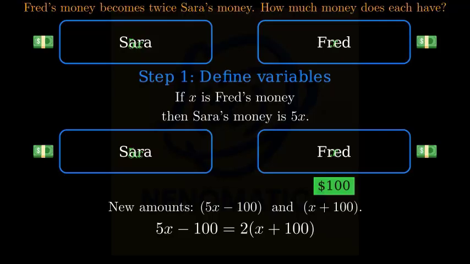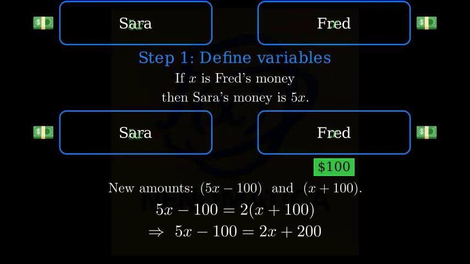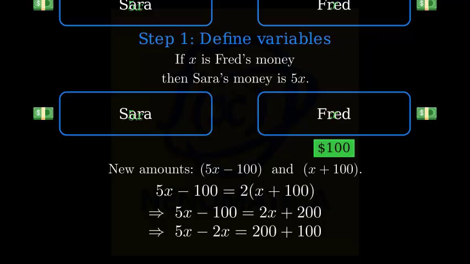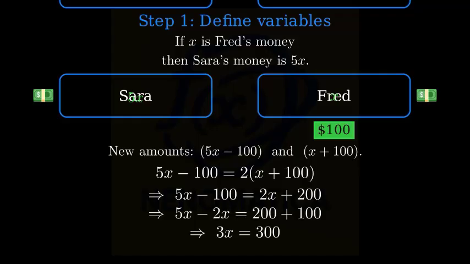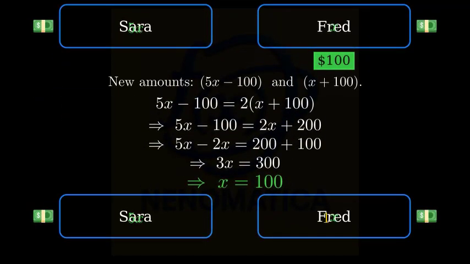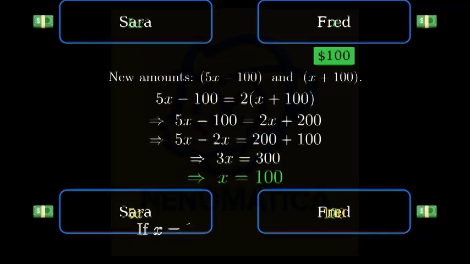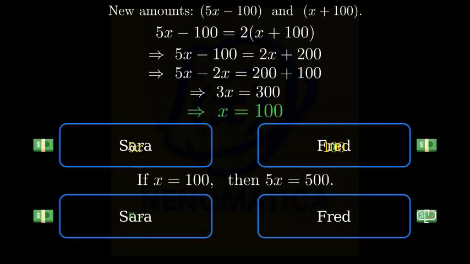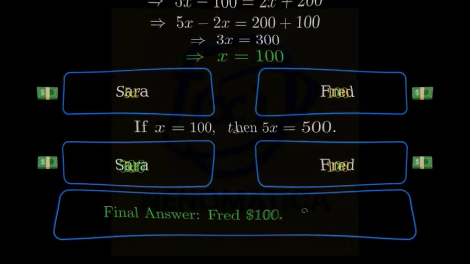We now simplify in the exact same order. First, expand the right side. 5x minus 100 equals 2x plus 200. Next, gather like terms. 5x minus 2x equals 200 plus 100. That gives 3x equals 300. Divide both sides by 3 to solve for x, giving x equals $100 for Fred. Finally, substitute x equals 100 into 5x. That yields $500 for Sarah. Therefore, the final answer is Fred has $100 and Sarah has $500.